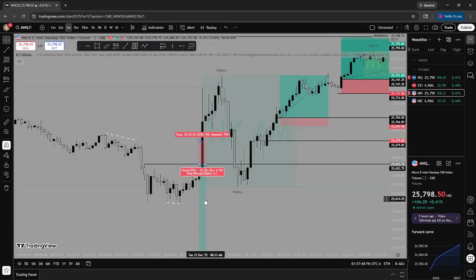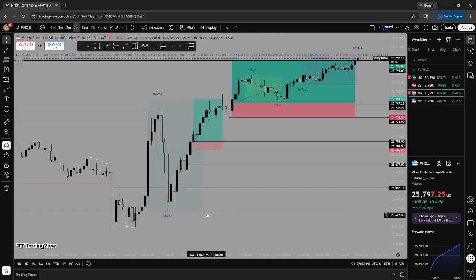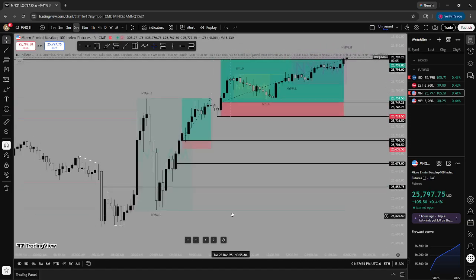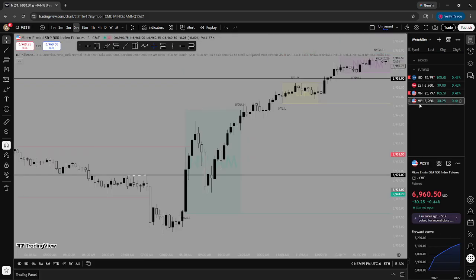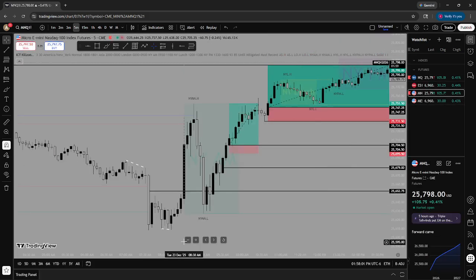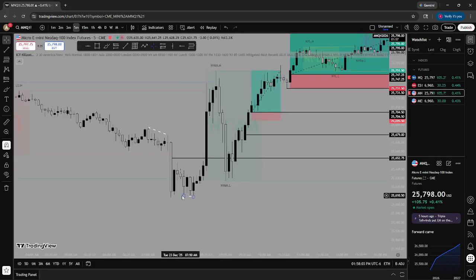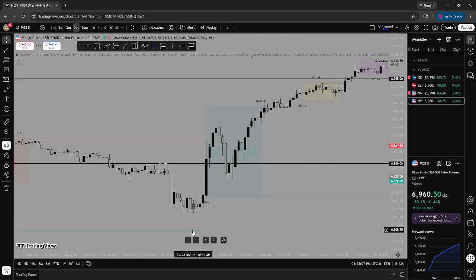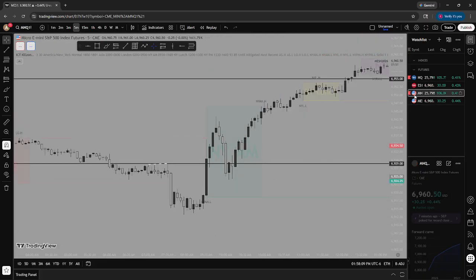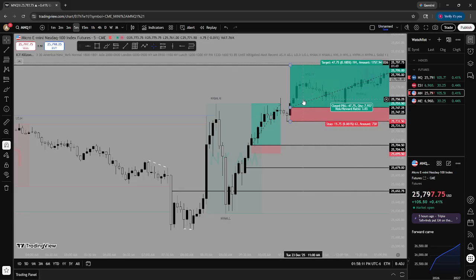So for my cash account, I believe it was right here. There was a little sweep right here on the NASDAQ, and there was no sweep on the S&P, creating an SMT. So that made my bias bullish.